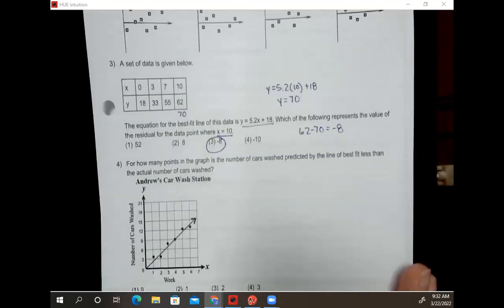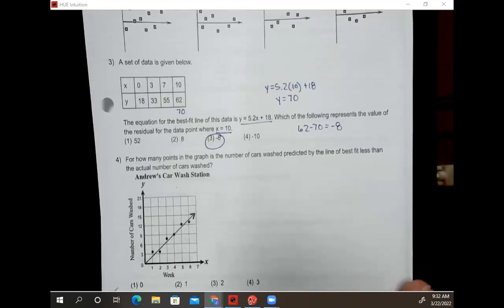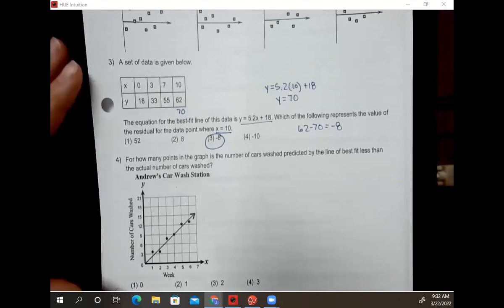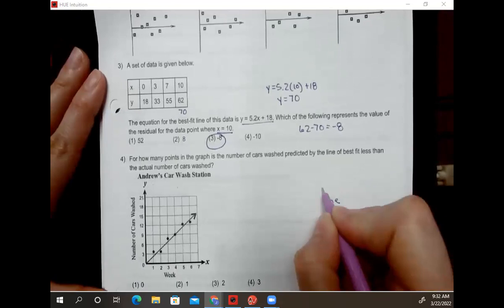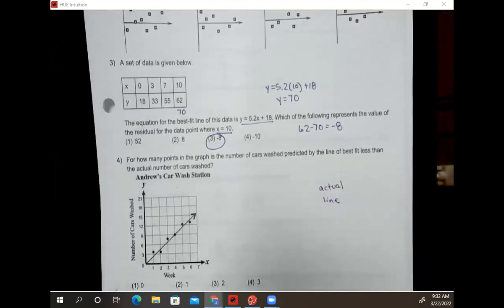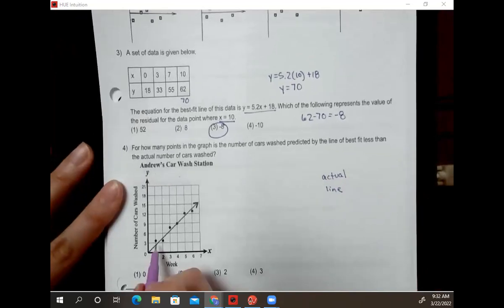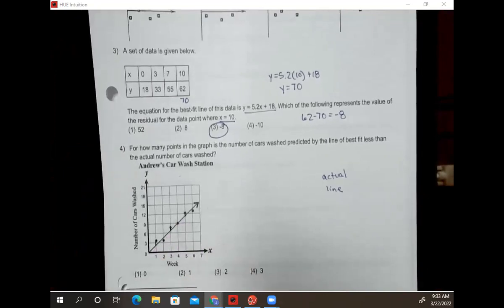Okay, and then last example here. For how many points in the graph is the number of cars washed predicted by the line of best fit less than the actual number of cars? So I want the line to be less than the actual. Okay. So that would be right here, right here, right here. The line is below the actual value. 1, 2, 3.